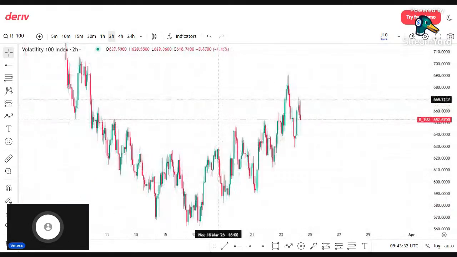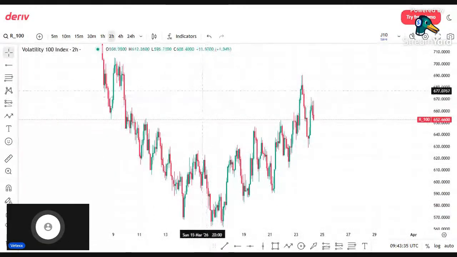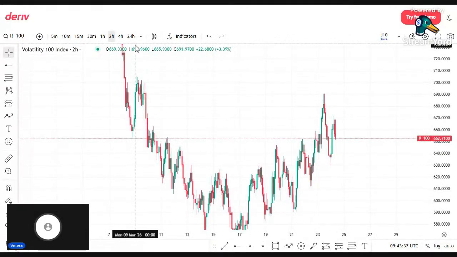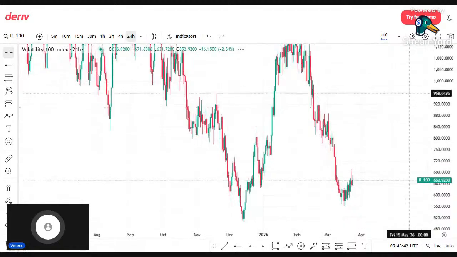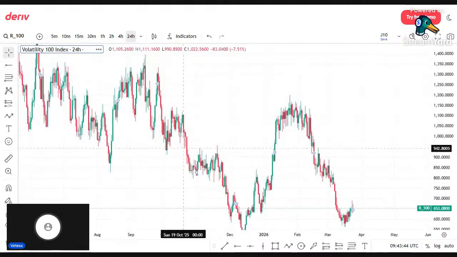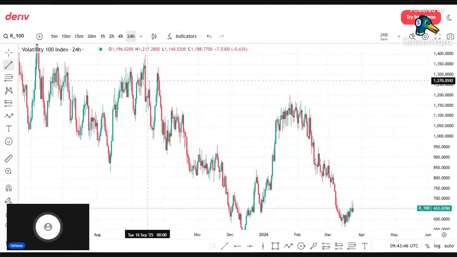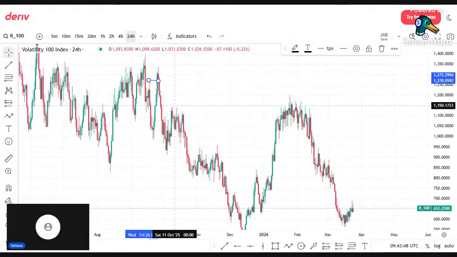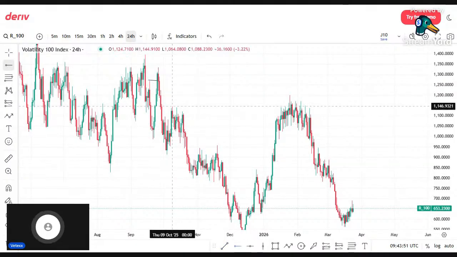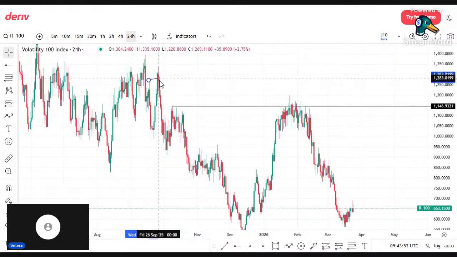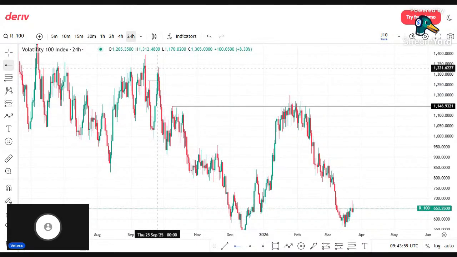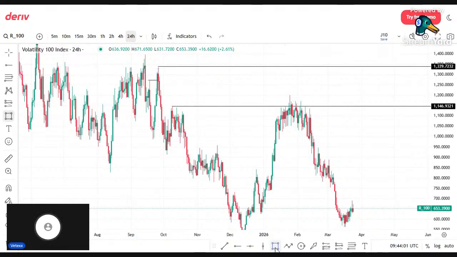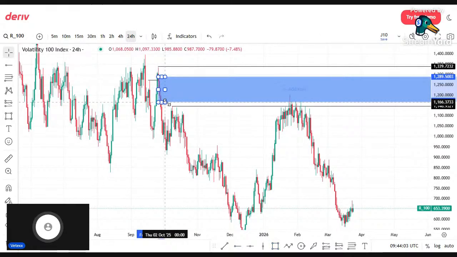What do we have on V100? So V100 is currently bearish on the daily time frame. Around February, we have this point of interest here. This is our sweep. This is our structural liquidity. This is our protected high, and this is our new point of interest.